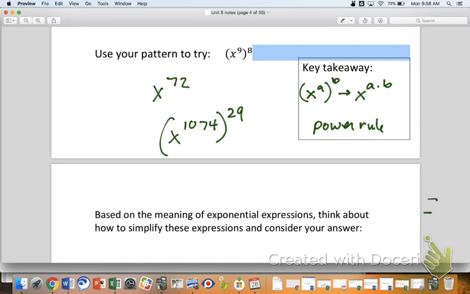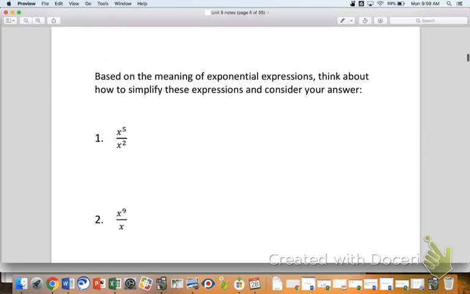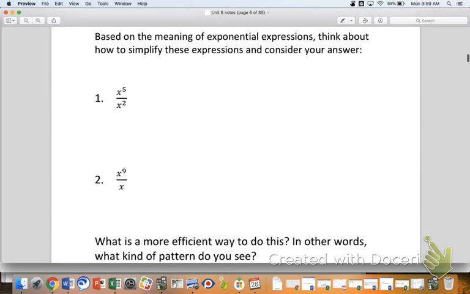Okay, cool. So here it is. Once again, based on all this meaning of exponents and things like that, let's think about how these would work. So write them out as needed. Consider what pattern emerges for you. Big money. We'll check back.